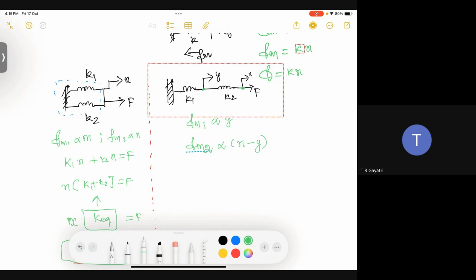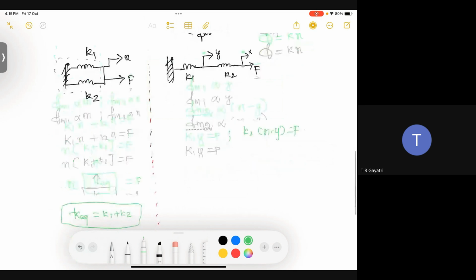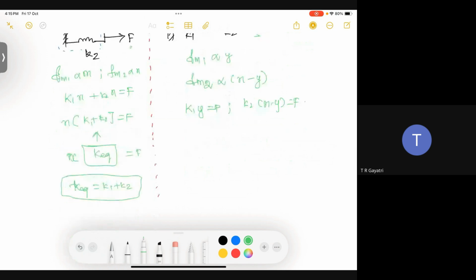So it's like a work done. So the overall force will be K1 y equal to F, K2 (x minus y) equal to F. So the overall F I am connecting here. If I want to find the equivalent spring constant, I can replace one with the other. Here y is there, here also y is there. So I can rewrite this as y equal to F by K1.